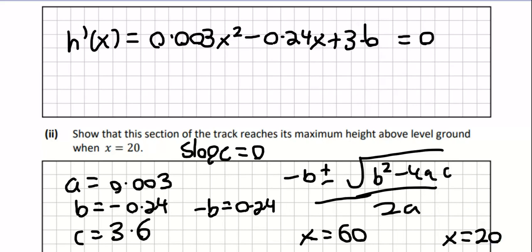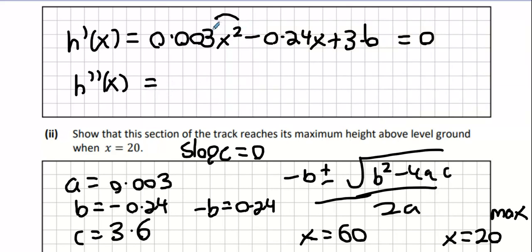Okay, let's go and check the markings. Now, to prove that x equals 20 is the maximum, I should do the second derivative test and prove that it's smaller than 0.